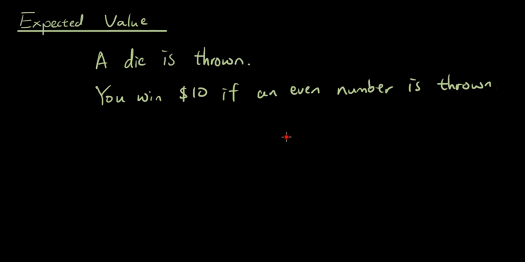Today we're going to talk about expected value. Now, rather than giving you a definition, I'm just going to start with an example. Let's say that we're playing a game that involves throwing a die. If you throw an even number, then you will win $10. However, if an odd number is thrown, then you're going to lose $6.